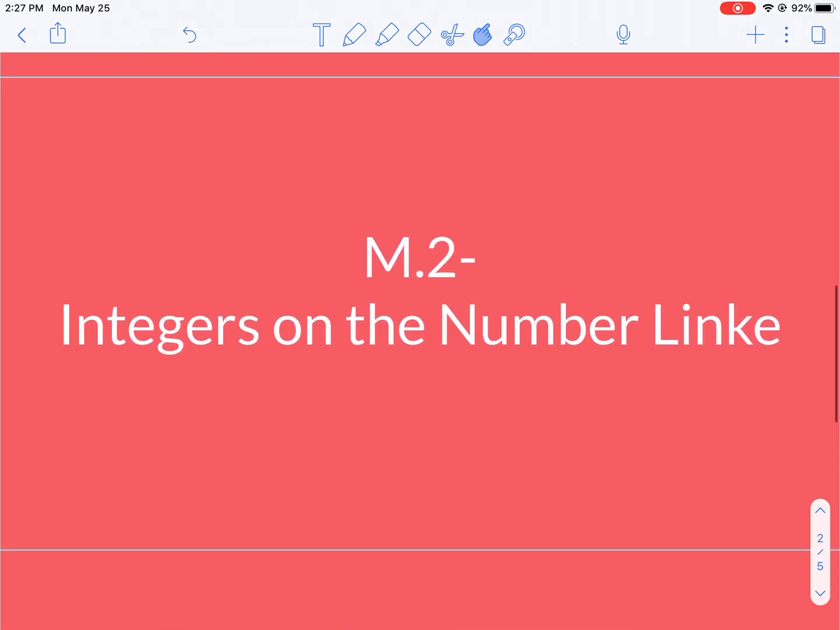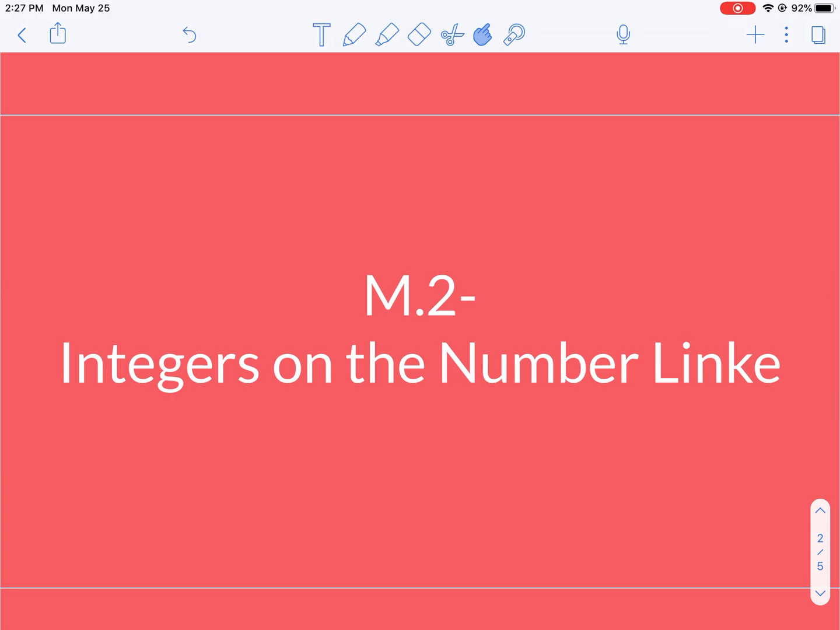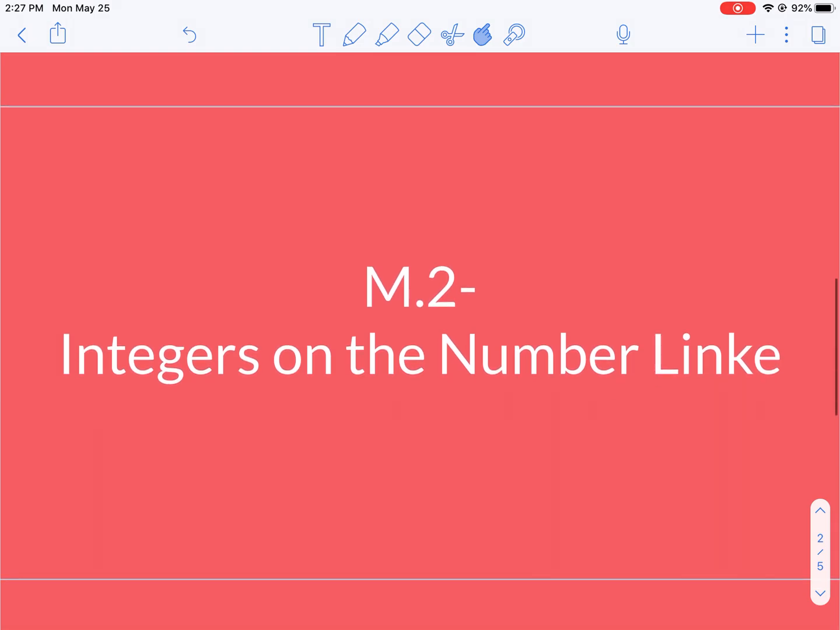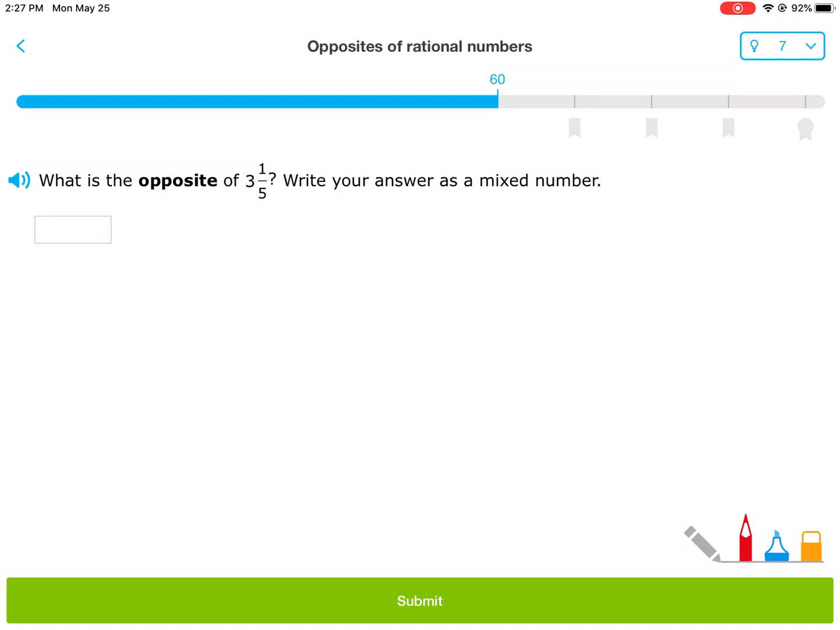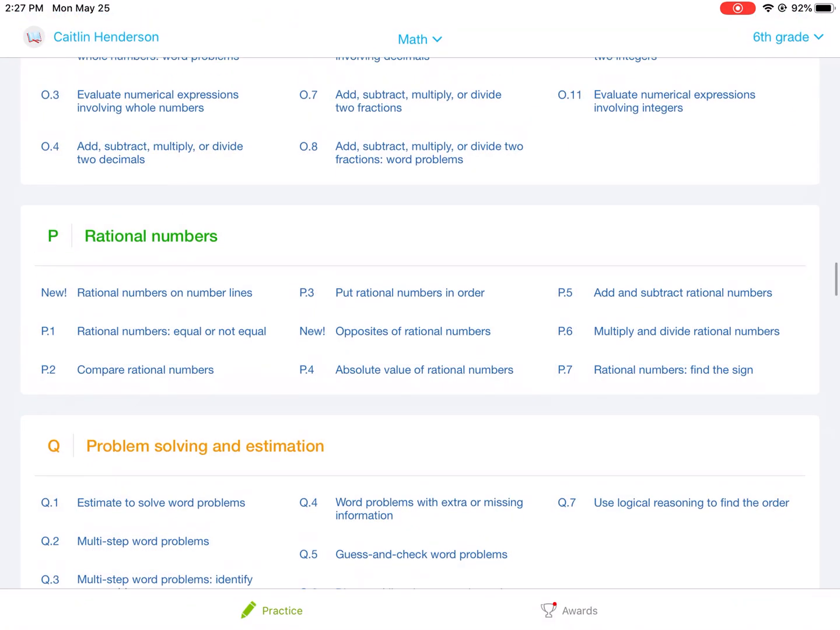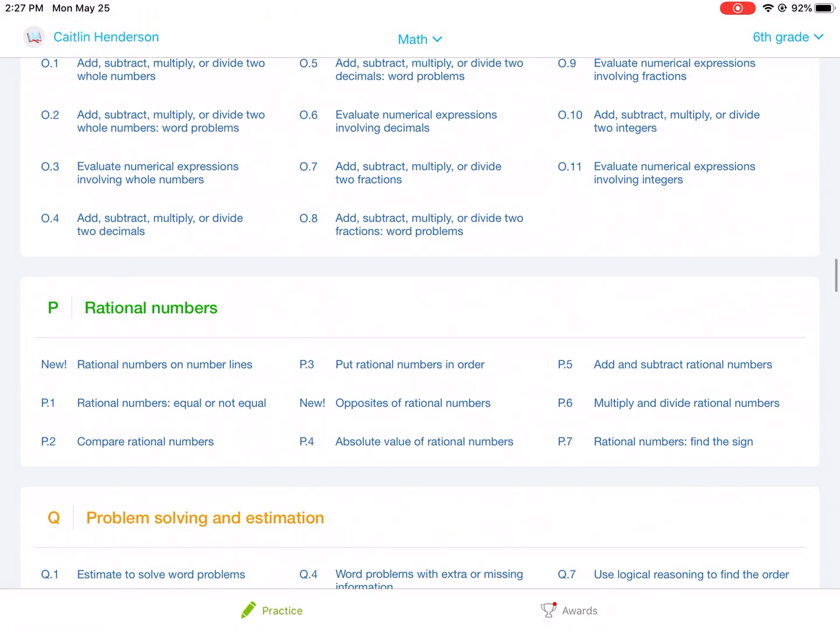So, M.2, what you are going to be doing is you're going to be working with integers on the number line, and that is a big typo right there. My mistake, that should say number line. I don't even know what that word is. So let me open up IXL to M.2 just so you guys can kind of get a look at what this is going to entail.